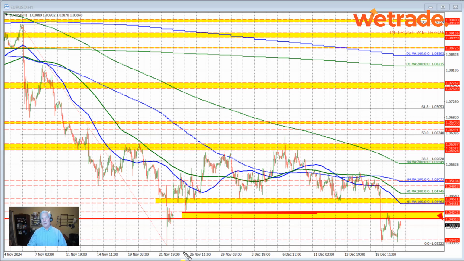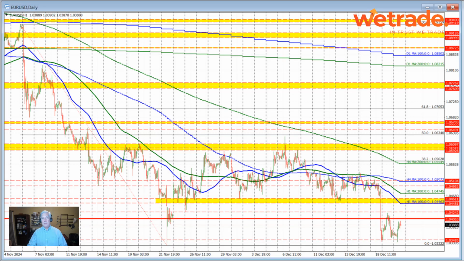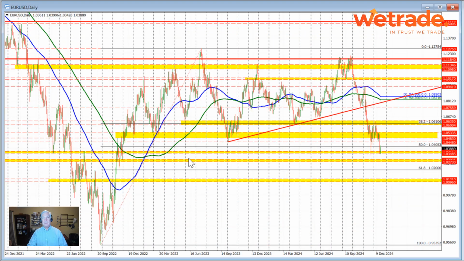We would still be looking to break through the low price from the month of November. By the way, breaking below that level would take the price to the lowest level since December 2022. So skip 2023, go all the way back to December 2022. That's what that break would mean.